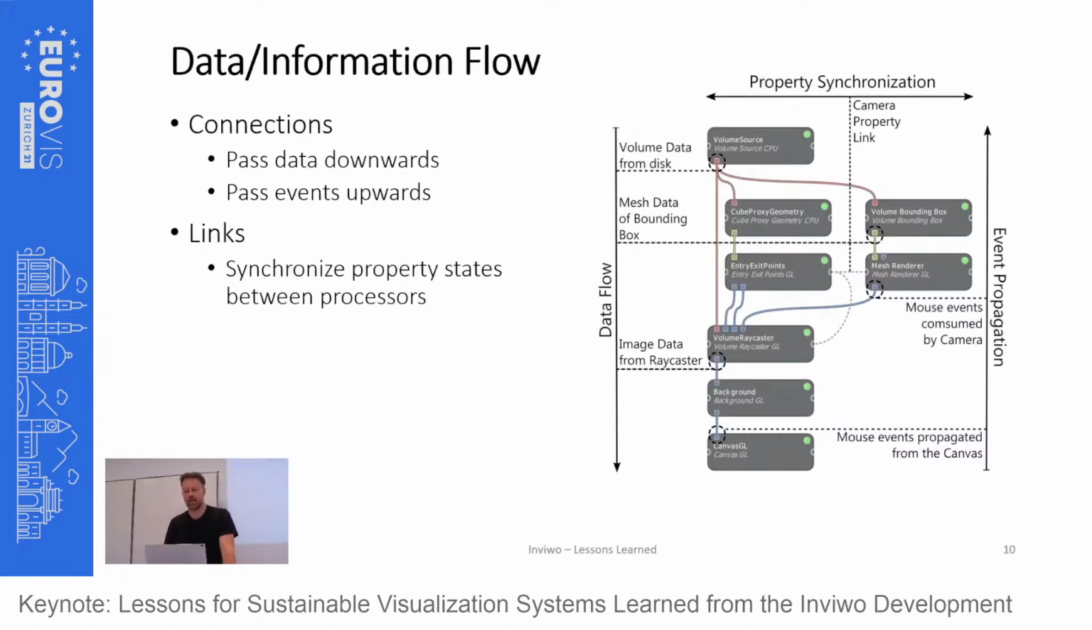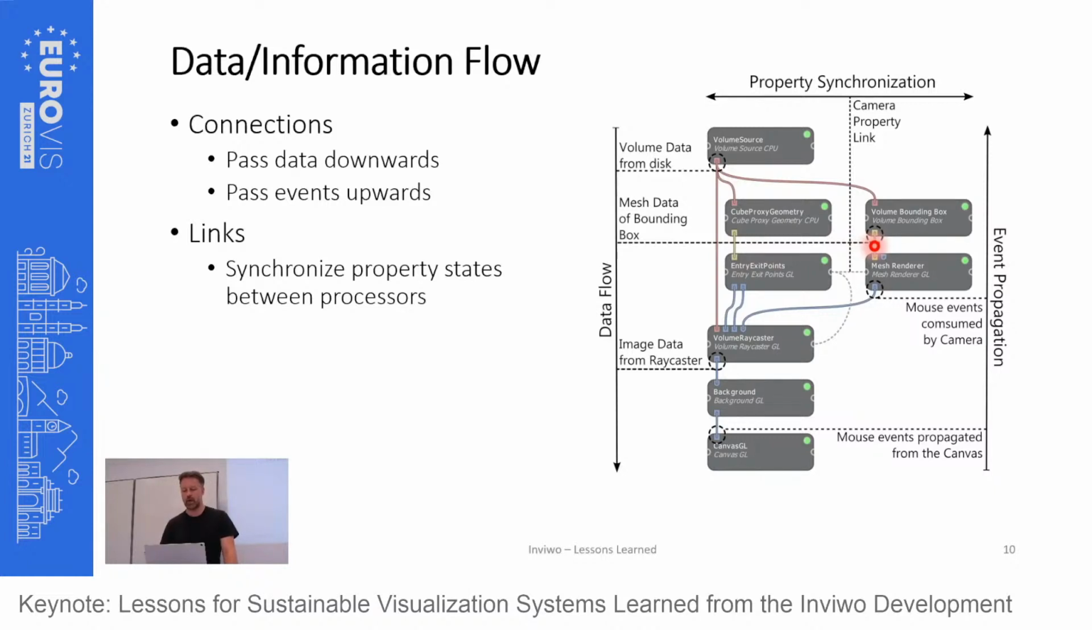So this gives us 2 to 3 orthogonal information flow patterns in our data graph, and this is what's illustrated here. What we have are the principal connections, the colored lines here, which connect the ports of a processor. These connections pass data downwards. For instance, here we have a volume source. It reads a volume, and the data is passed down to the volume raycaster here. Red means it's a volume, blue means it's an image, and yellow means it's a mesh data type.